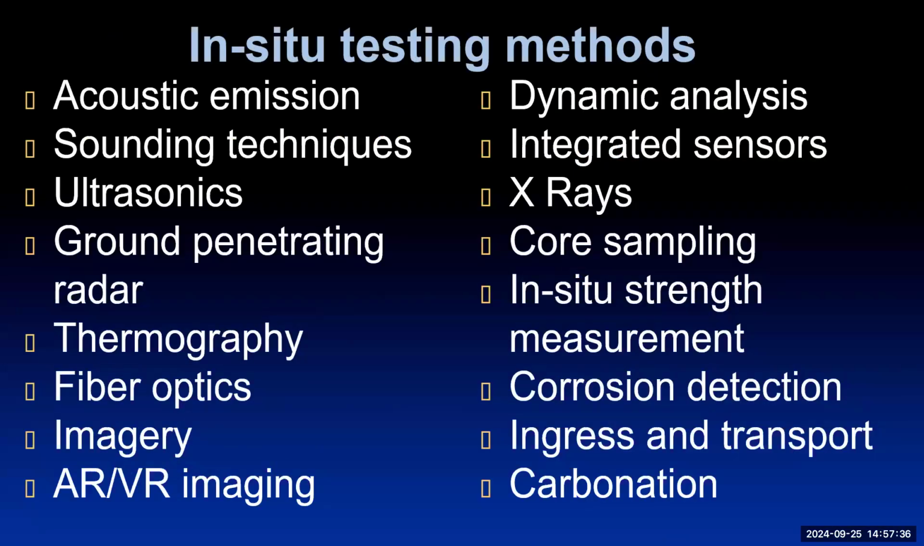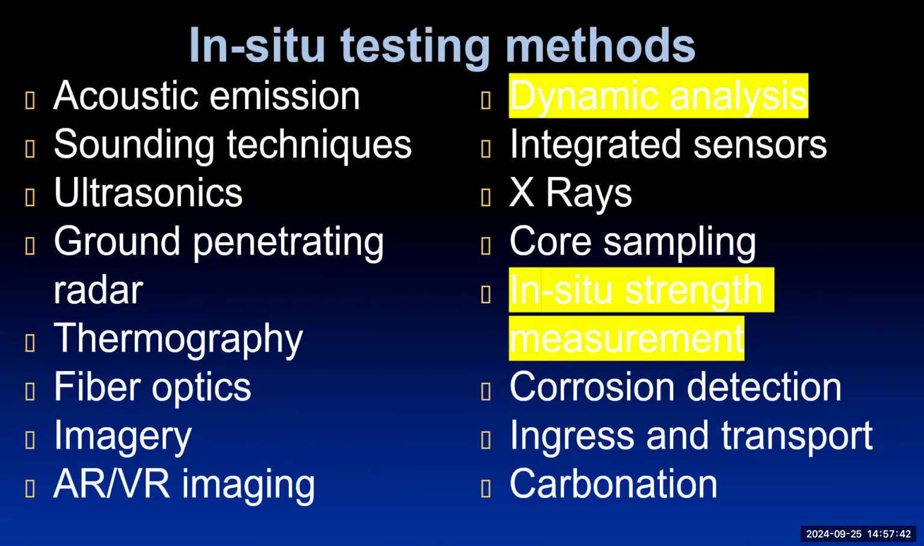Here are the 16 different methods of in situ testing. You'll see that all but 3 of them are actually local. They are checking what the characteristics, what the parameters of individual elements in a structure are. So things like ground penetrating radar, thermography, fiber optics, you can use on individual elements of a structure. Dynamic analysis, you can use on a full structure, and you can make in situ strength measurements like that as well, although that's much more expensive.